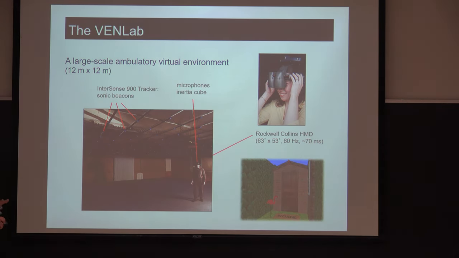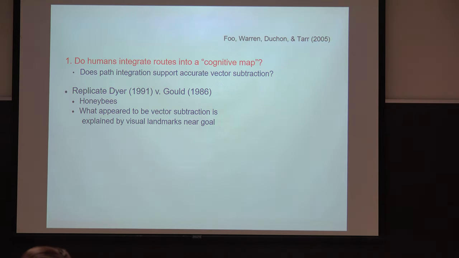All right, now, one way to study this, this is the same lab that we talked about last time with the catching baseball experiment that was done at Brown. They've also done a large series of experiments on navigation. And this is an example of the lab. They have motion sensors in the ceiling. This is what the HMD looks like. This is what the simulated environment looks like.